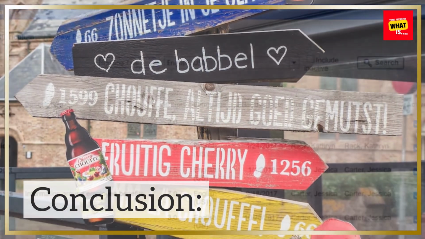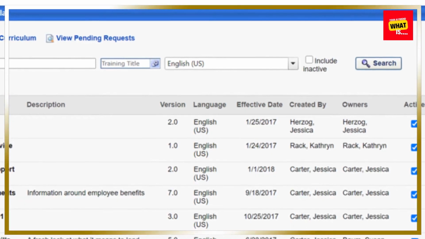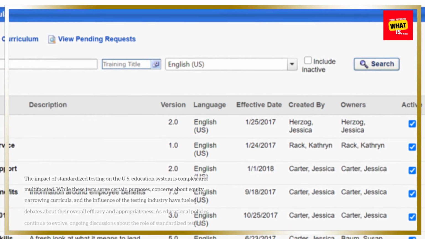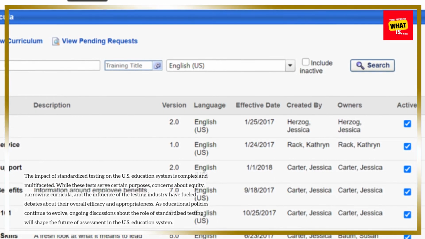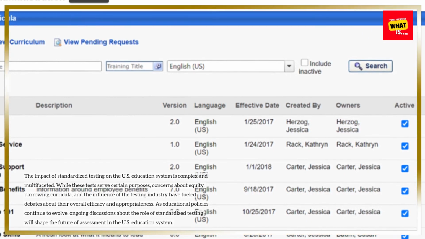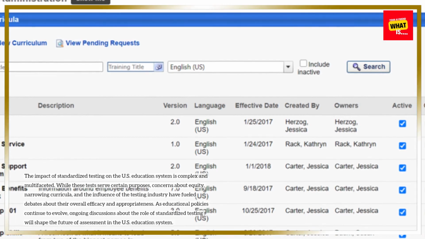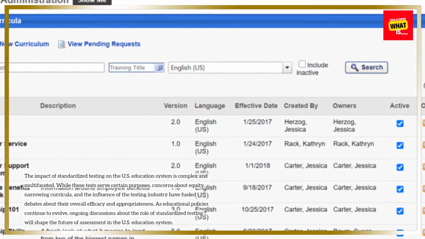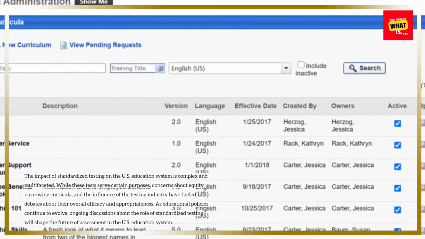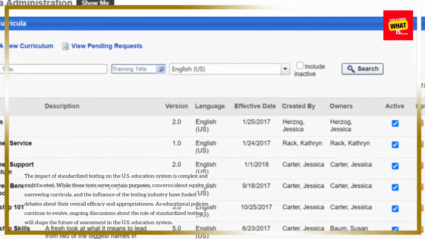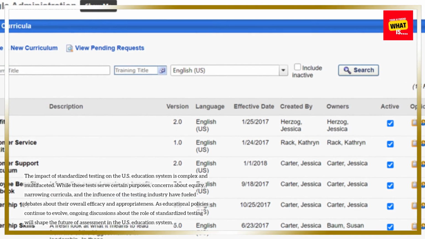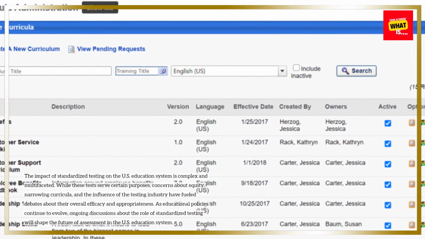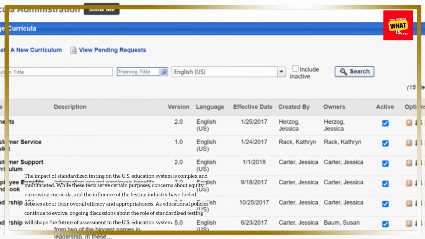Conclusion. The impact of standardized testing on the U.S. education system is complex and multifaceted. While these tests serve certain purposes, concerns about equity, narrowing curricula, and the influence of the testing industry have fueled debates about their overall efficacy and appropriateness. As educational policies continue to evolve, ongoing discussions about the role of standardized testing will shape the future of assessment in the U.S. education system.